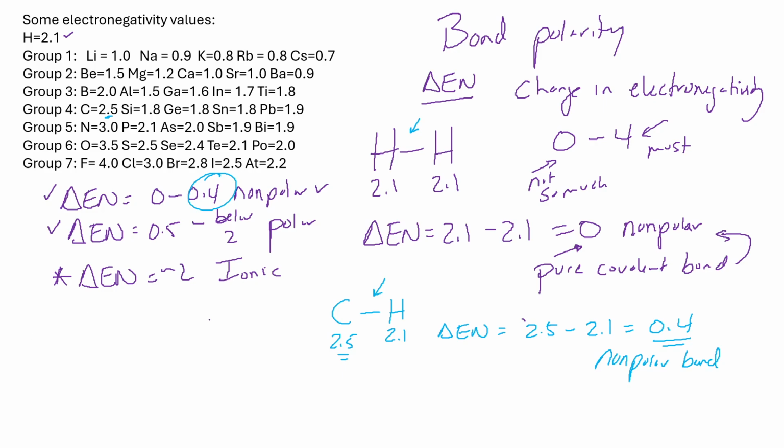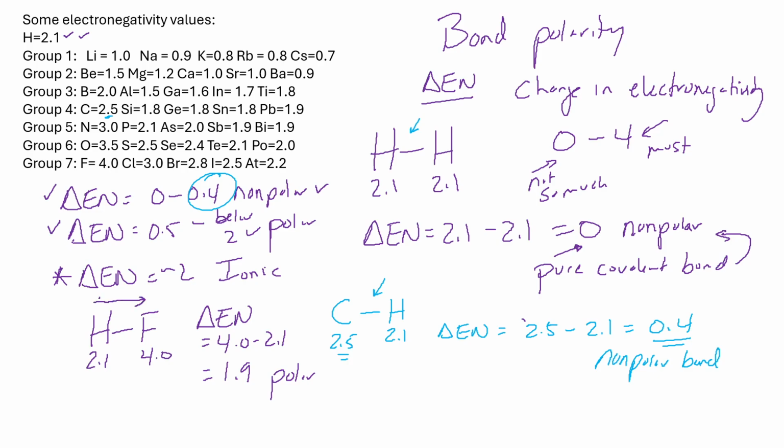Let's take a look at maybe HF that we saw earlier. So hydrogen again, 2.1. Fluorine is the most electronegative you can have, which is 4. Difference in electronegativity, 4 minus 2.1. Once again, just take the larger number minus the smaller number. That gives me 1.9. That is definitely below 2, barely, and above 0.5. So this is definitely a polar bond. Again, we could draw that bond dipole arrow pointing to the one that is more electronegative.